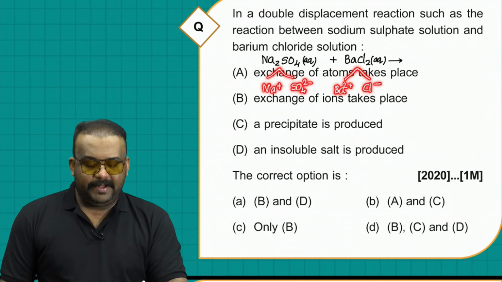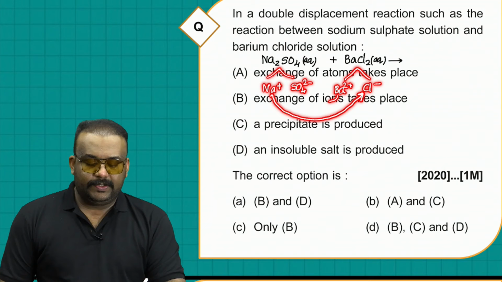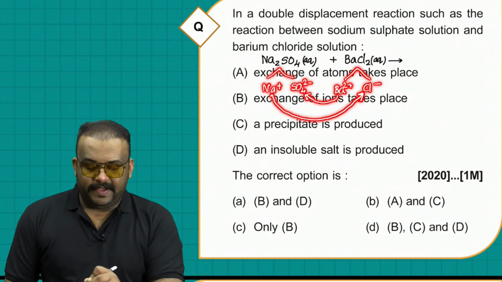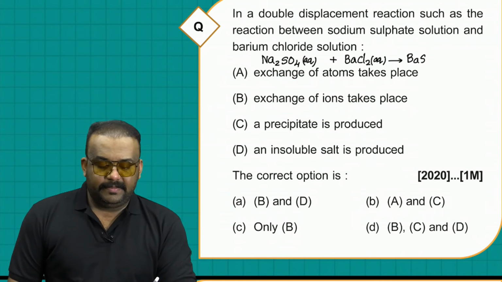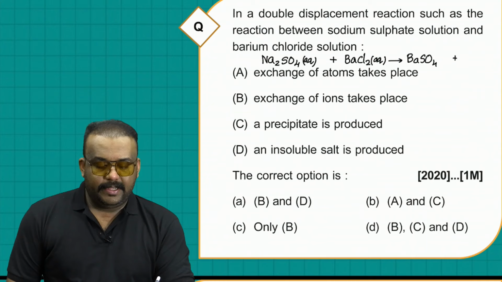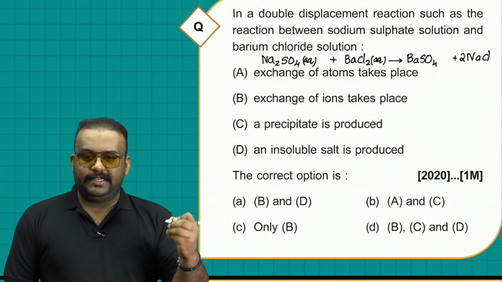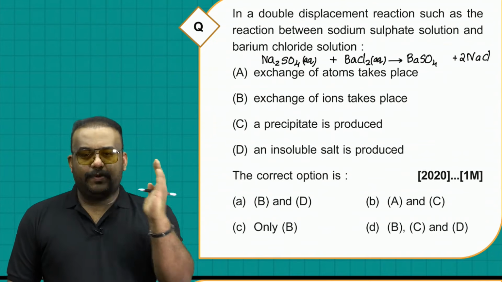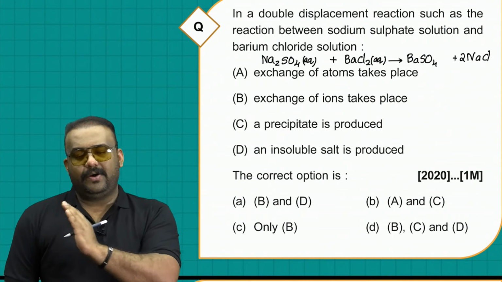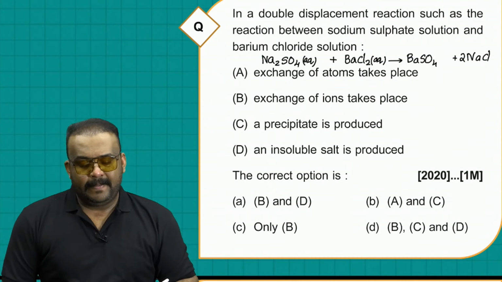So double displacement happens when the ions undergo exchange. So sodium will be exchanging with chloride and barium will be exchanging with sulfate. And the products that we are going to see are barium sulfate and sodium chloride. So if you write the balanced equation, it will be BaSO4 plus 2 NaCl, as there are two atoms of sodium and chloride on the left hand side.